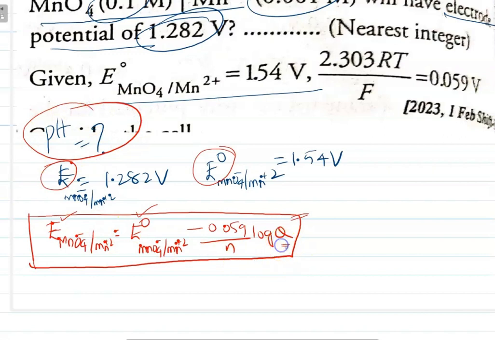E is given with Q. So what is the meaning of Q? Q is nothing but the reaction quotient. I said the reaction quotient is the concentration of ions in the products, only ions, divided by the concentration of ions in the reactants, which are raised to the stoichiometric coefficients. So this is called the reaction quotient.